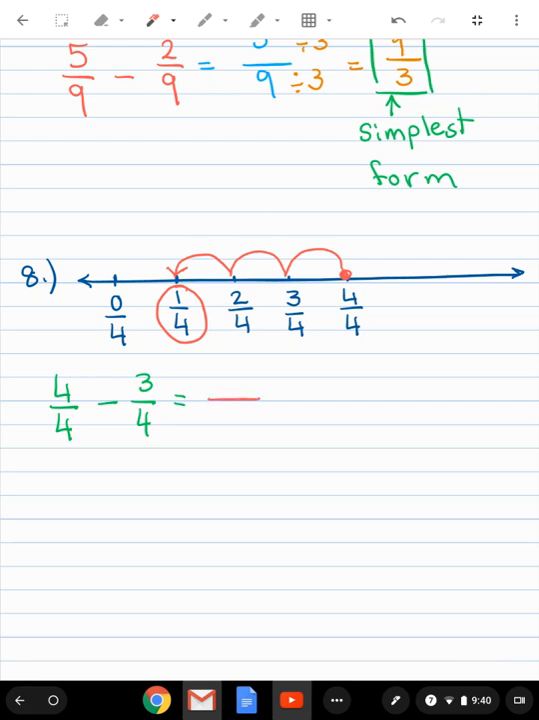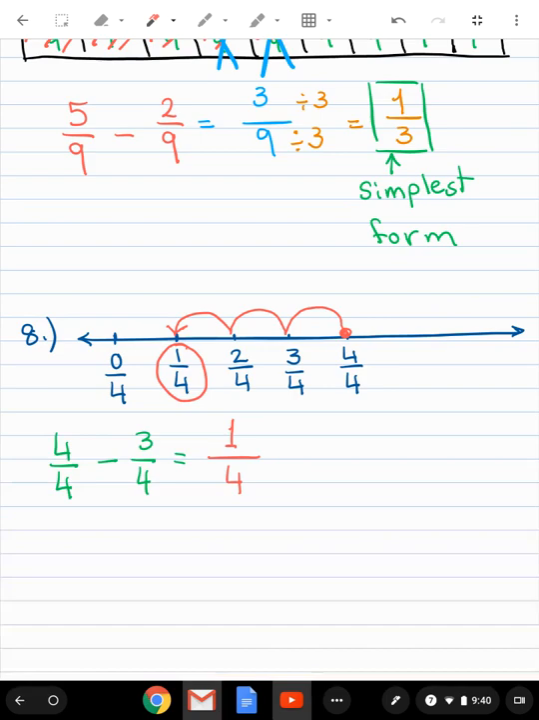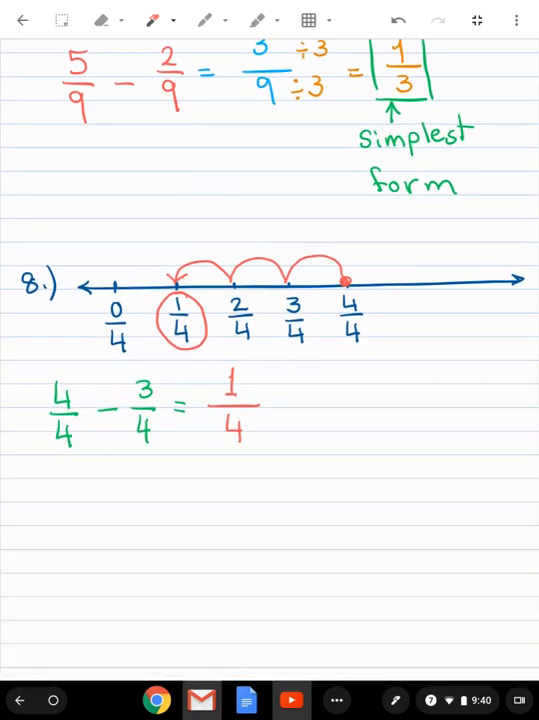Let us check by the rule that we learned about subtracting fractions. We have common denominators, which is 4. So I will keep the 4 the same. Then I will subtract the numerators. 4 minus 3 is 1. Same answer as we got on the number line. 4 out of 4 minus 3 out of 4 gives me 1 out of 4. And this 1 out of 4 is the simplest form of the fraction. I cannot simplify it more than this.